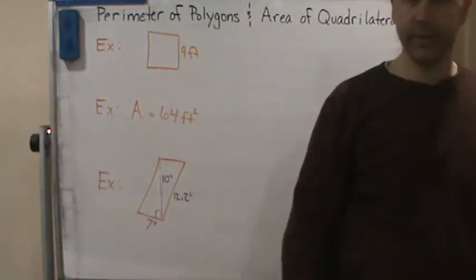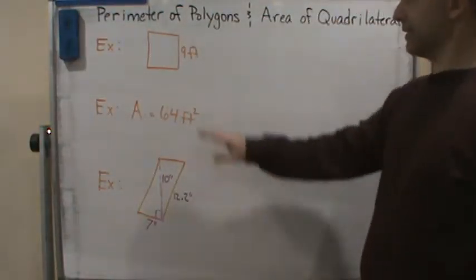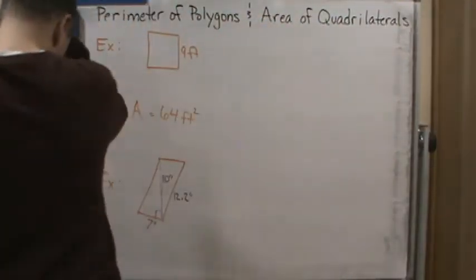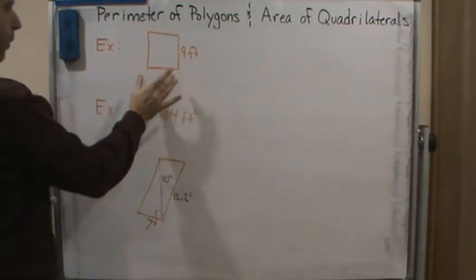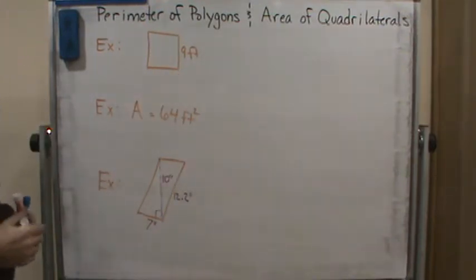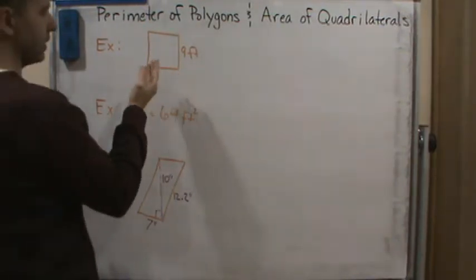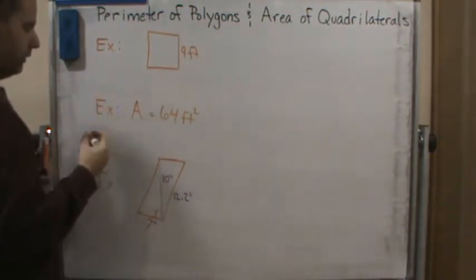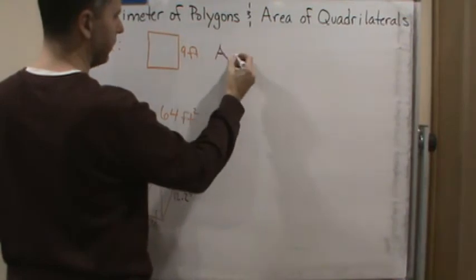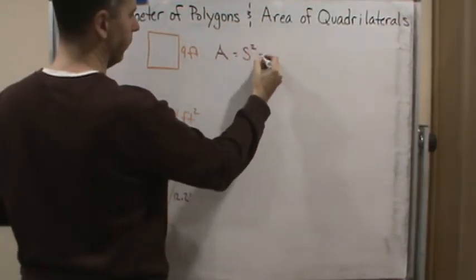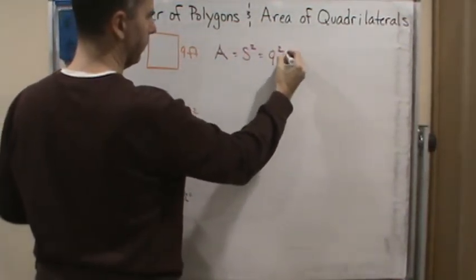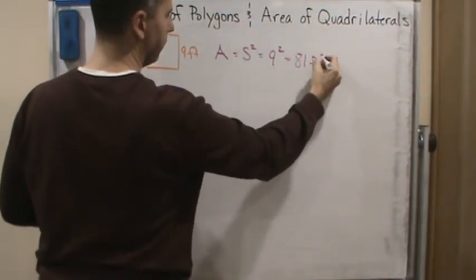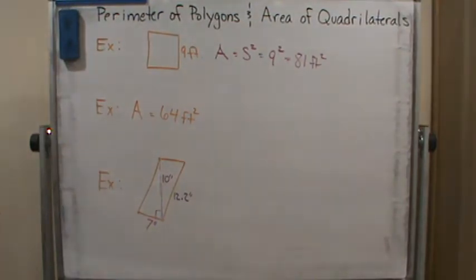Okay, let's do some more examples. In this example, we have a square. I'm telling you it's a square. I didn't draw it out, but let's say we have a square here, and we want to know the area of the square. Since we know it's a square, and we have one of the sides, the area is going to be s squared, which is 9 squared, which is 81 square feet. Okay? Don't ever forget the units.